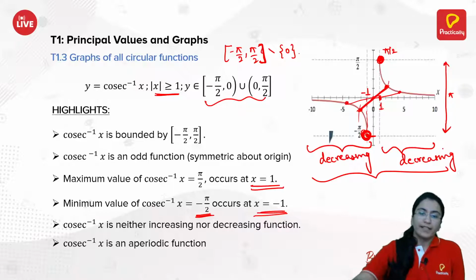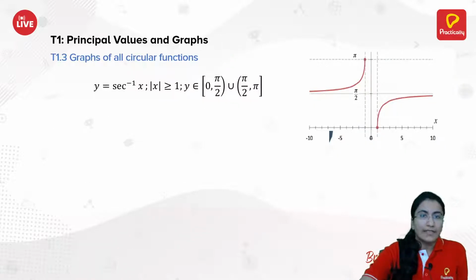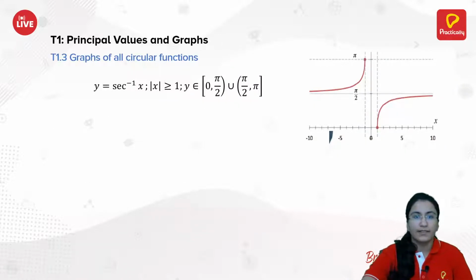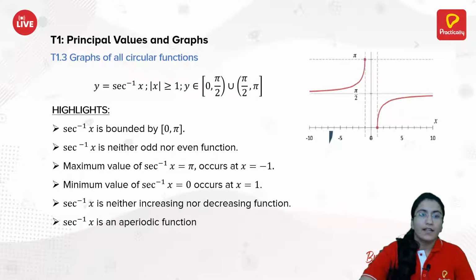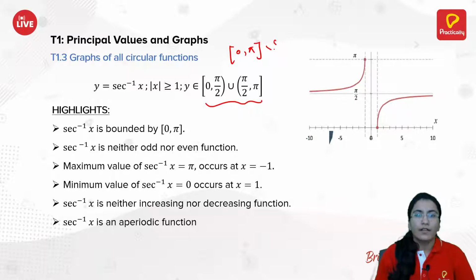Okay. Similar to this, we have secant inverse, right? This is the graph of secant inverse x. Here are the pointers related to it. You can see that the range can be written like this, or you can write it as 0 to pi, where pi by 2 will not be included. Again, you have boundedness for this graph: it is bounded between 0 and pi.